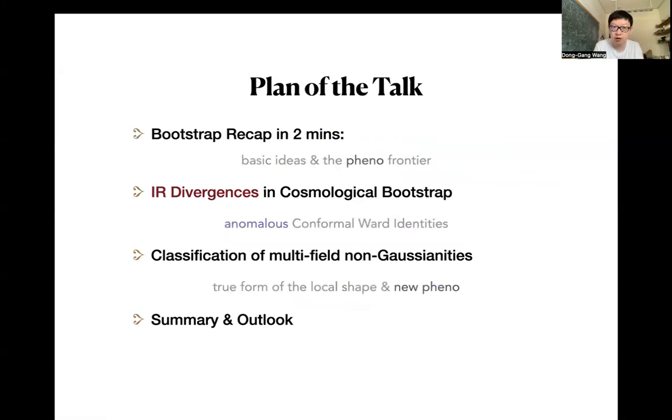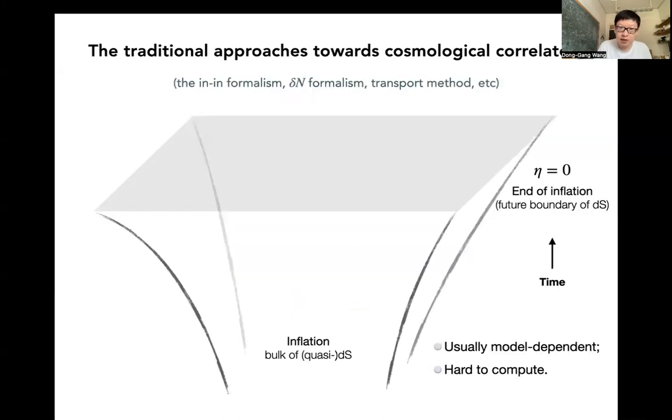And here's the plan of the talk. I will first briefly review the bootstrap method, and then I will turn to discuss some technical aspects. It's called how to deal with the IR divergences in the cosmological bootstrap. And after that, I will provide this classification of the multifield non-Gaussianity, and in the end, there will be a summary.